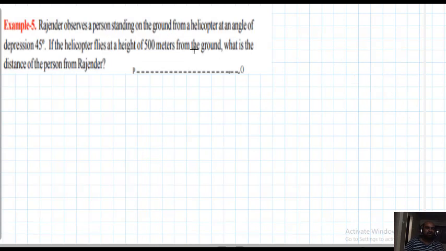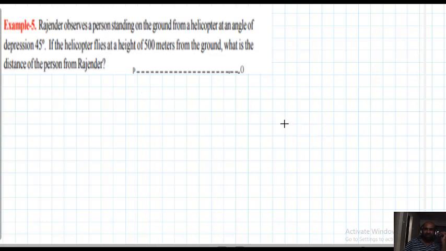Okay, students, next example problem. Rajendra observes a person standing on the ground from a helicopter at an angle of depression of 45 degrees. The helicopter flies at a height of 500 meters from the ground. What is the distance of the person from Rajendra?